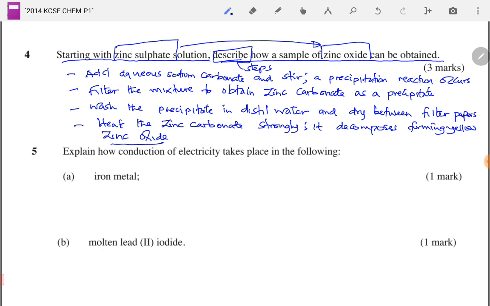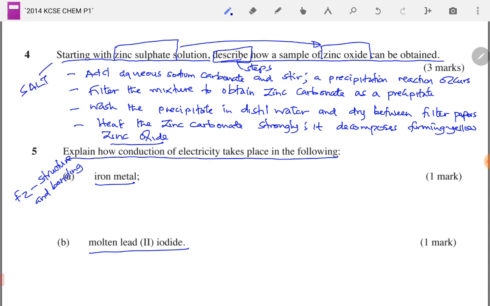And now question 5: explain how conduction of electricity takes place in the following: iron metal and molten lead(II) iodide. This touches on a topic in Form 2, that is structure and bonding, and the properties of substances that have those structures and bonding. But question 4 was testing you on salts, that is also in Form 2.